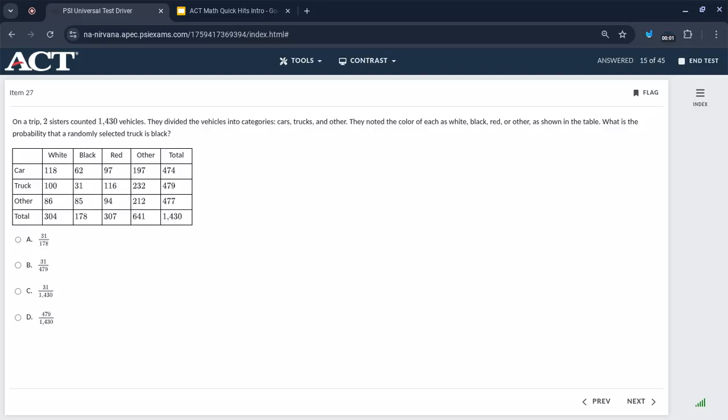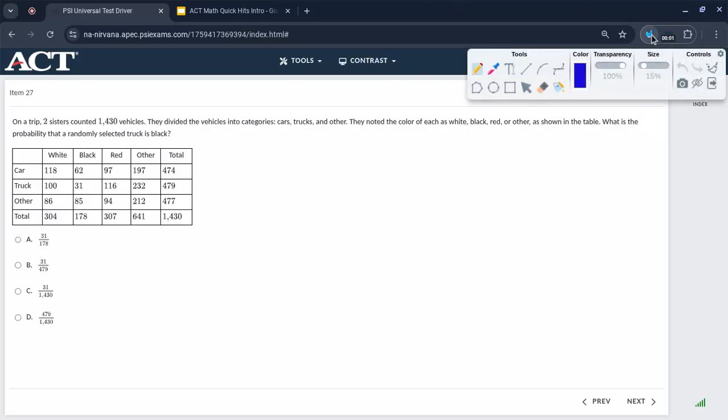All right, so let's answer this question here. It says, what is the probability that a randomly selected truck is black? That's going to be important because it's telling us a randomly selected truck is black. So what that tells us is that we just need to focus on the trucks. This is what's known as a conditional probability. We don't care about anything else going on.